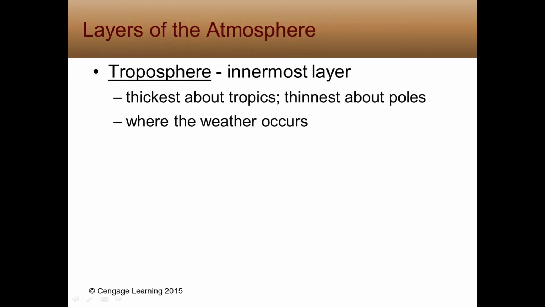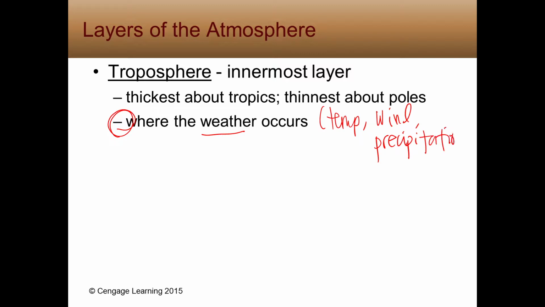The really important thing about the troposphere is it's where all the weather happens. Above the tropics, it's going to be about 11 miles above sea level. Above the poles, it's going to be about 7 miles. So it does change in terms of thickness. But whether we're at the tropics or the poles, we're looking at temperature, wind, and precipitation happening here.